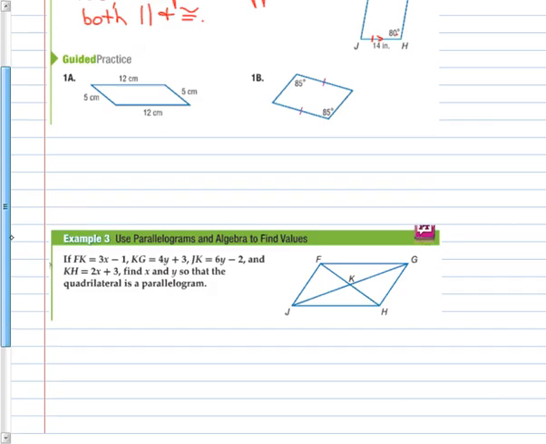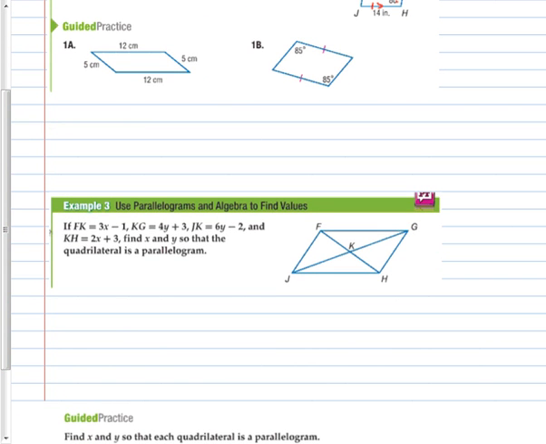How about 1A down here? Do we have a parallelogram? I agree. Why? Both pairs of opposite sides are congruent. That would be your reason. How about 1B? Do we have a parallelogram? No? Yes? I don't know. Well, I've heard no and I've heard yes. Somebody defend your position. All right, Evelyn, you're ready to defend your position. Oh, have you changed your mind? Okay. Elizabeth?